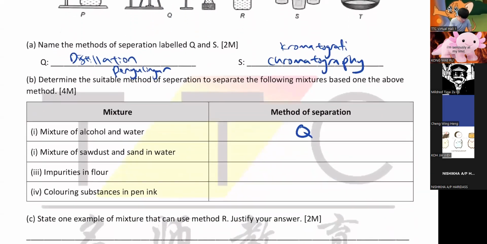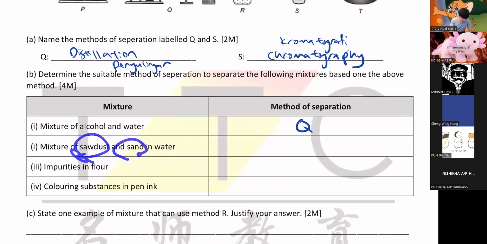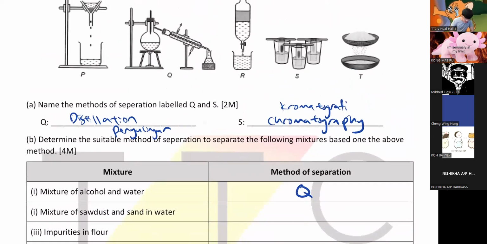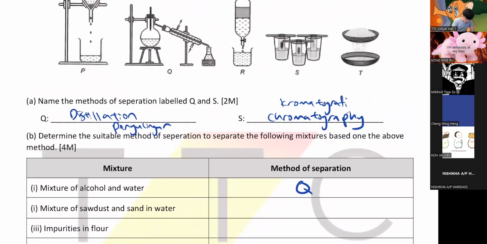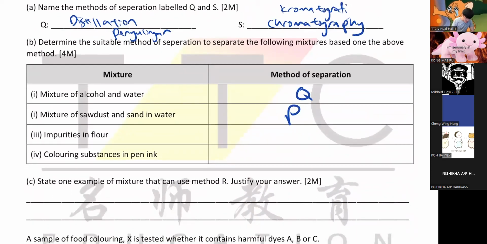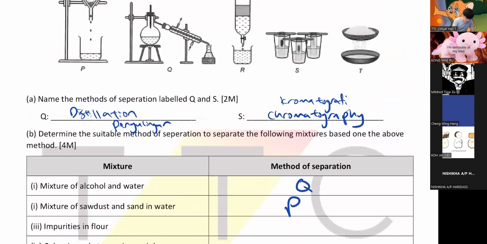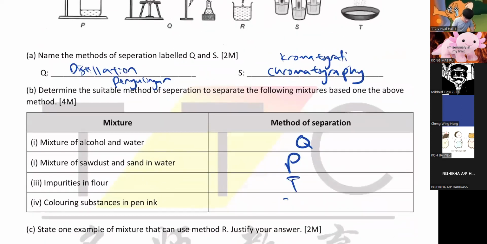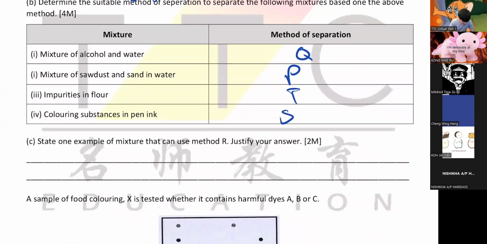And of course, number 2, mixture of sawdust and sand in water. Sawdust and sand in water can be easily separated, right? So you just use filtration. Next, impurities in flour, you would use T. Coloring, you would use S. Okay, so C.